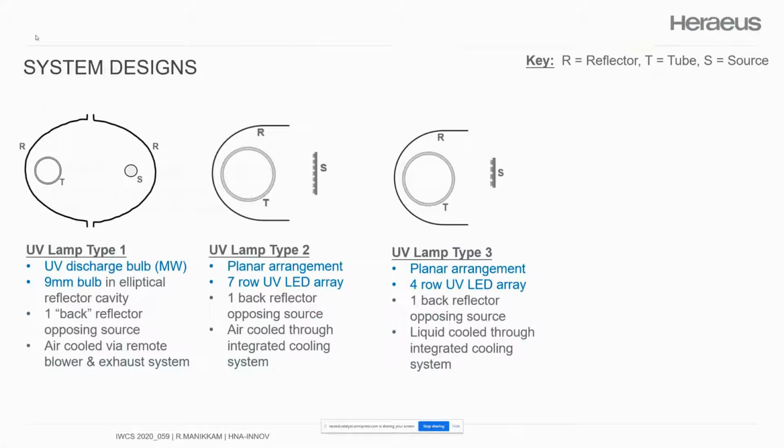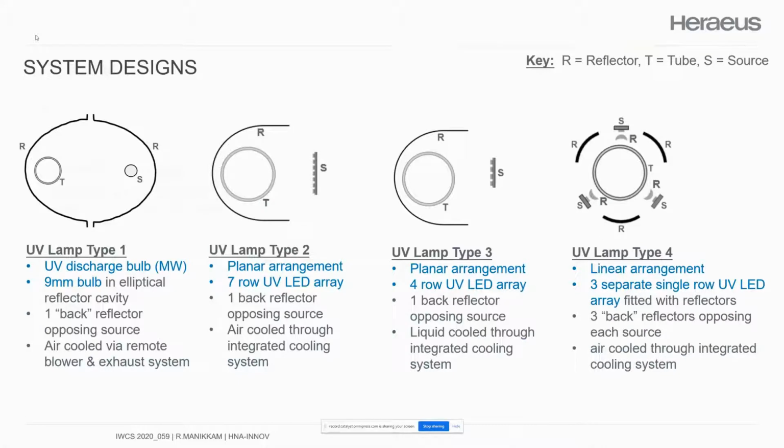We also had UV lamp type 3, so this was a planar arrangement as well. Instead of 7 rows, like type 2, it had 4 rows. It also had a back reflector, but the other key difference was instead of being air-cooled, this was a liquid-cooled system. And then finally, we have UV lamp type 4. So this was what I'll refer to as a linear arrangement. And by that, I mean a single row of LEDs or a single row LED array.